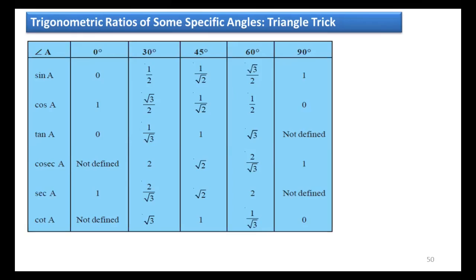Most of the students find difficulty remembering these values. So today we can use a trick. I'm calling it the triangle trick to find out the values of trigonometric ratios. Okay, let us start with 45 first.